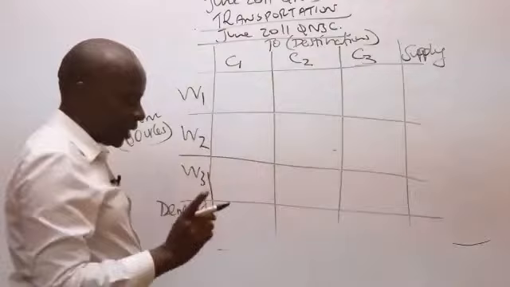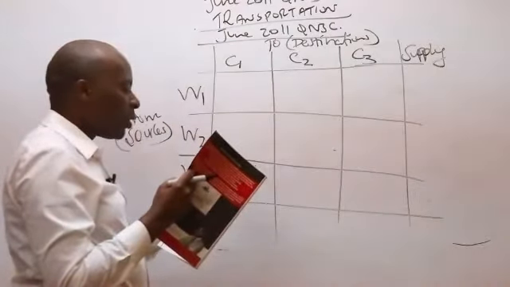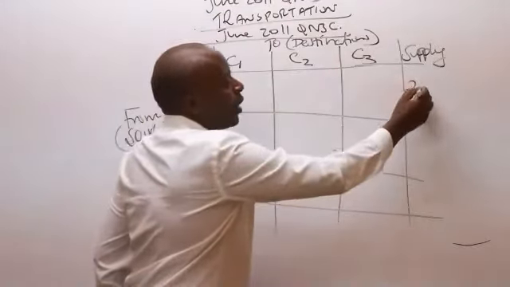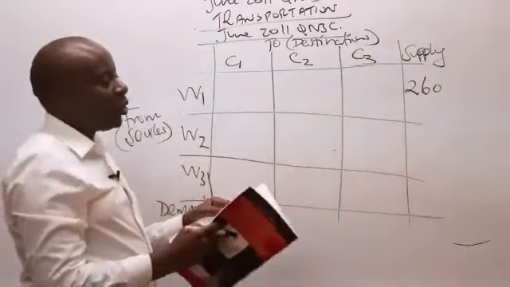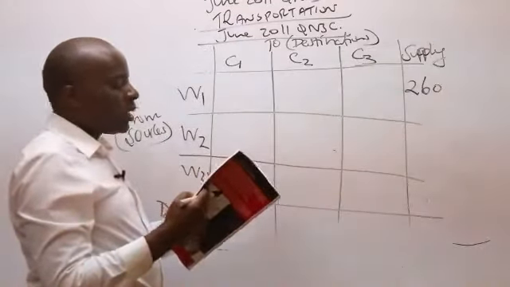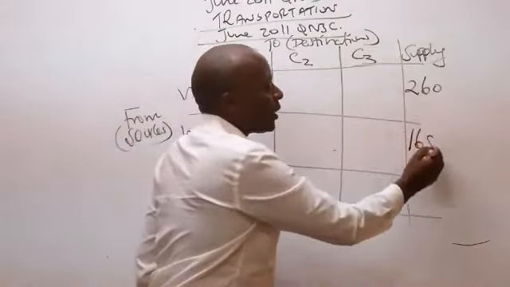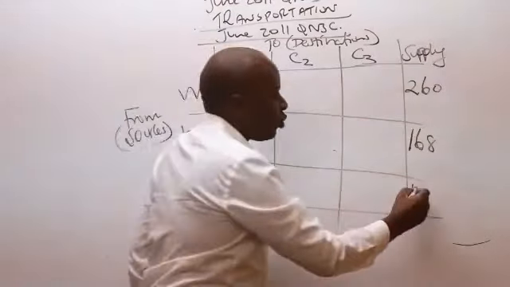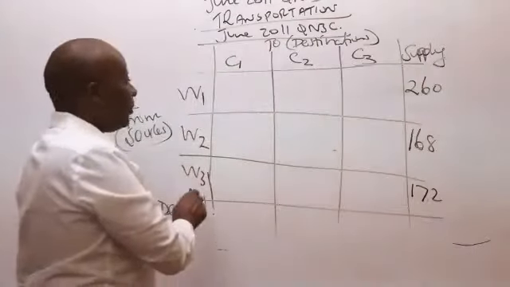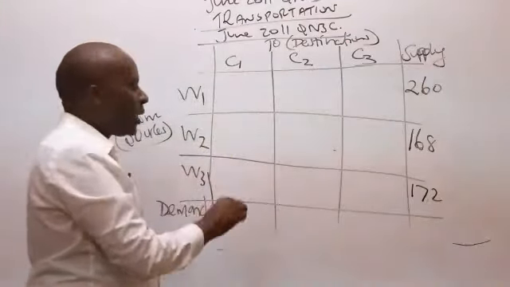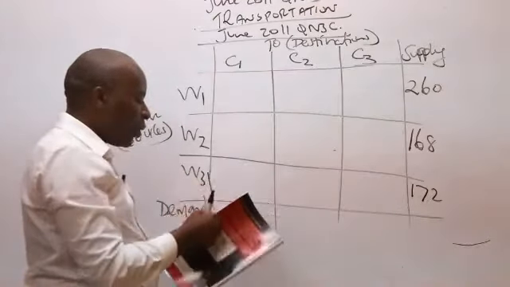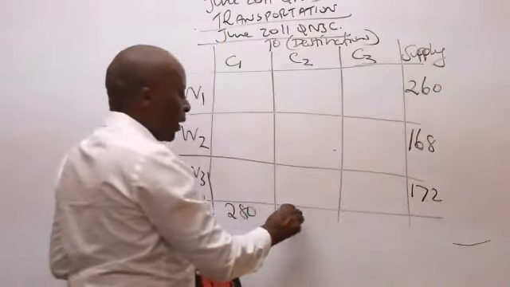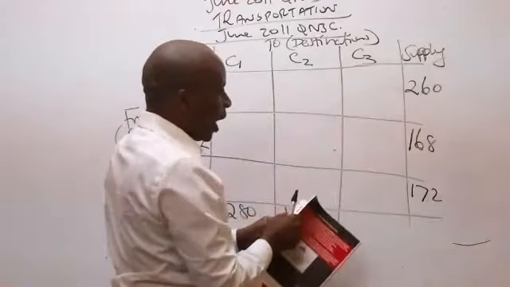Now listen. From this question that we have, we can see that warehouse 1 will be able to give us 260 bags. So the supply from warehouse 1 represents 260 bags. Warehouse 2 will give us 168. How about warehouse 3? Warehouse 3 gives us 172 bags like that. How about the demands from our customers? Customer 1 needs 280, customer 2 needs 120, customer 3 needs 200 bags.